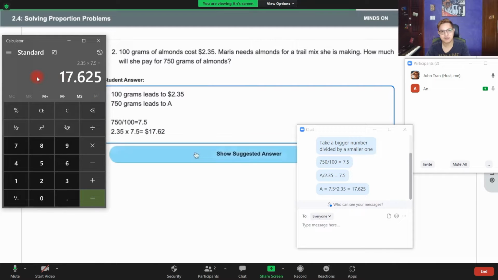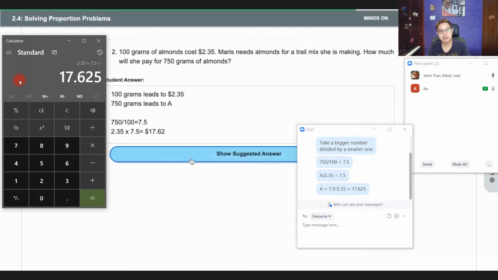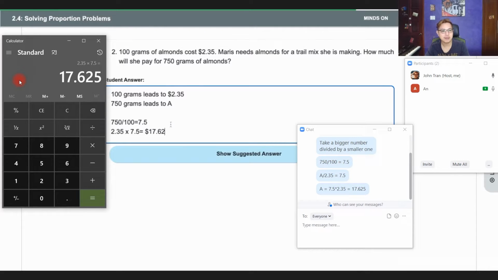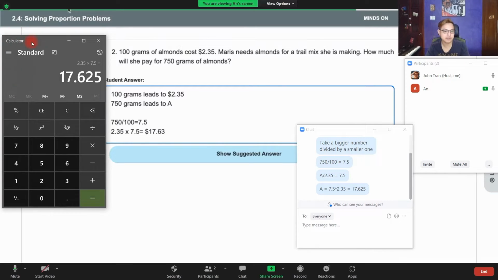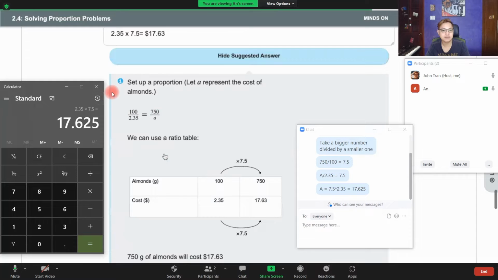It's 17.625, but then you can round it up to 17.63. So 17.63 sounds okay. And because they give you 3 significant figures, which is 2.35, your answer should probably be 3 significant figures as well. So maybe just write 17.6, or 17.63 if you want it that way. If they're not that strict with significant figures, you can do that. So that is exactly how much you pay for 750 grams of almond. Okay, let's show the answer.